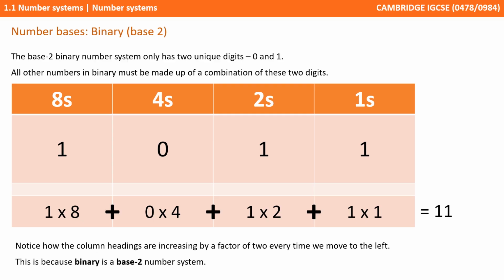And again, just to reiterate, the weighting of the column headings is timesing by 2 every time we move to the left, because binary is a base 2 number system.